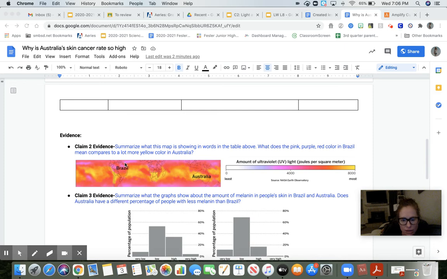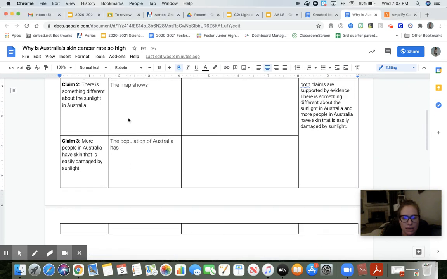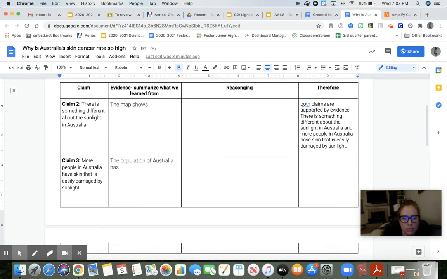So if I look over here on my key, right? Amount of ultraviolet light. So if it's yellow, it gets a whole lot of UV light, right? So that's what Australia is showing us right here. And Brazil is getting a lot less. It's like half that amount. Okay, so you're going to put that right here in the evidence box for claim 2.